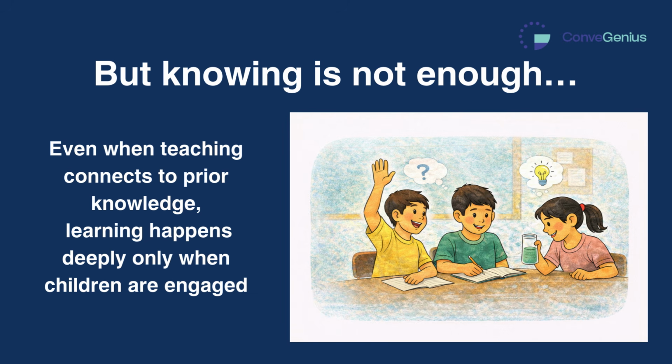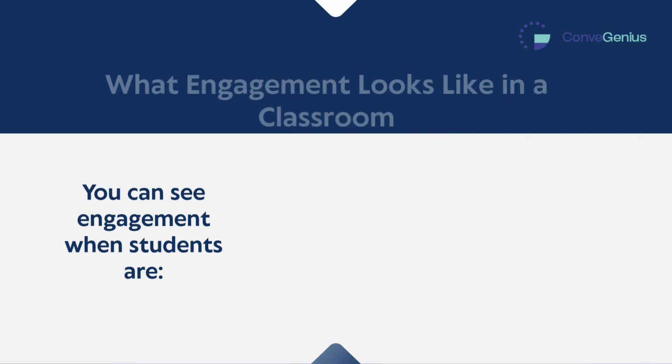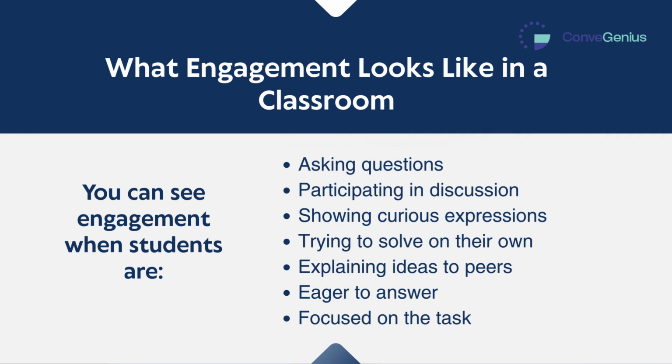But connecting to prior knowledge is still not enough. Even when teaching connects well, learning happens deeply only when children are engaged. You can actually see engagement in a classroom when students are asking questions, participating in discussion, showing curious expressions, trying to solve on their own, explaining ideas to peers, eager to answer and focused on the task.